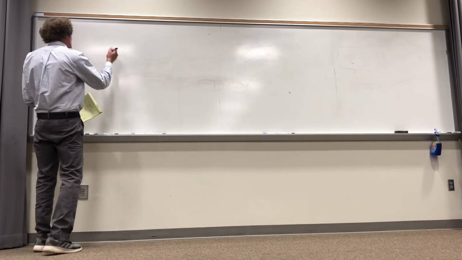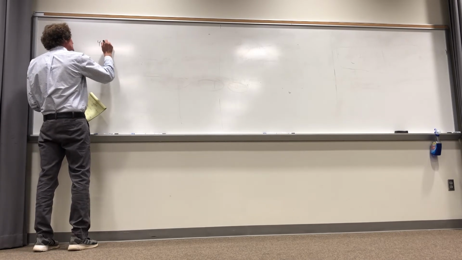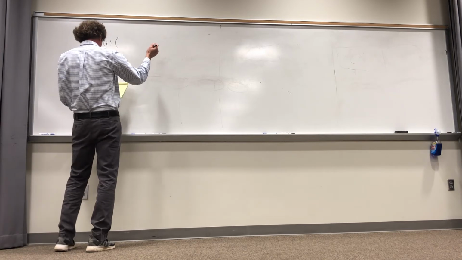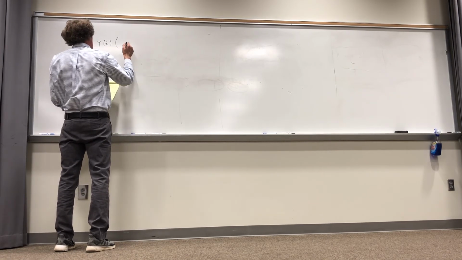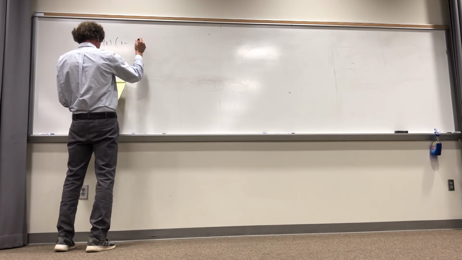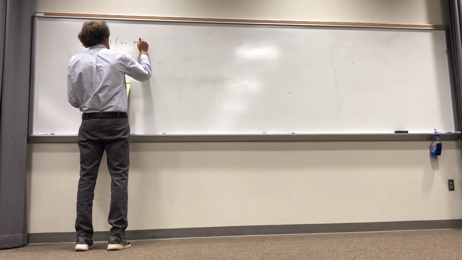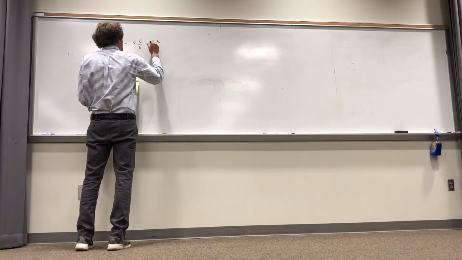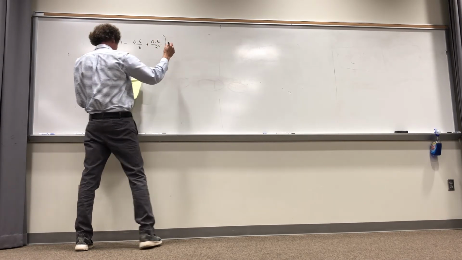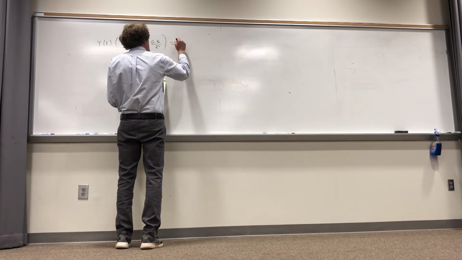If I have something like this, if I have y of z equal to 1 minus 0.6 over z plus 0.8 over z squared, and that's equal to 4 times x of z.